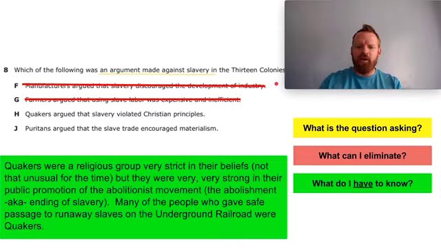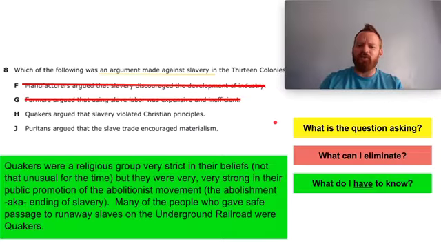All right, so what do we need to know? Well, we need to know a thing or two about the Quakers, because they were a religious group that were very strict in their beliefs, which wasn't unusual for the time, of course. But they were very, very strong in their public promotion and their private beliefs, of course, for the Abolitionist Movement. Abolitionist Movement is simply the abolishment. Abolitionists abolish. They're going to try to end slavery. That's what they were pushing for. Many of the people who gave safe passage to runaway slaves in the Underground Railroad were, in fact, Quakers.